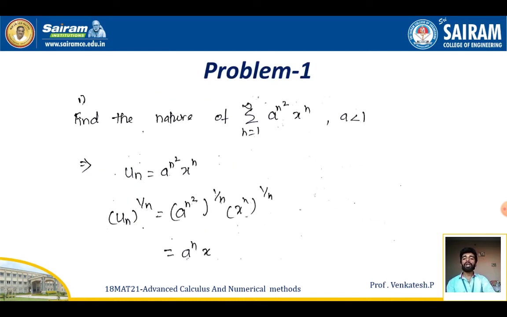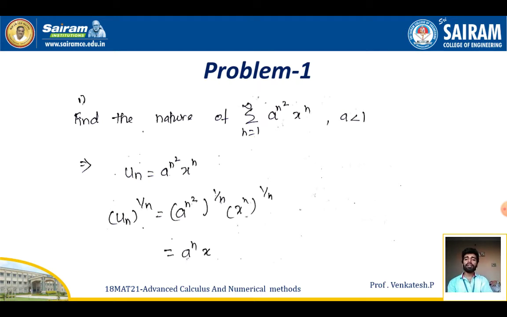The first problem: find the nature of summation n from 1 to infinity a power n square x power n, where a is less than 1. Here they have not mentioned which test we have to apply, so by seeing the function only we have to come to know which test we should apply. The function is given in terms of powers of n, so as I already told, we can directly go for Cauchy's root test. So I take un is equal to a power n square x power n as the un value here.